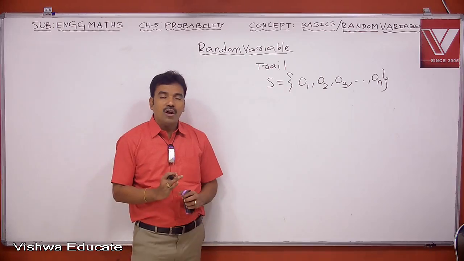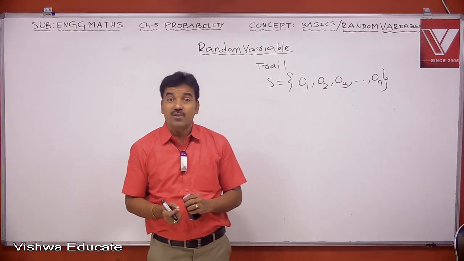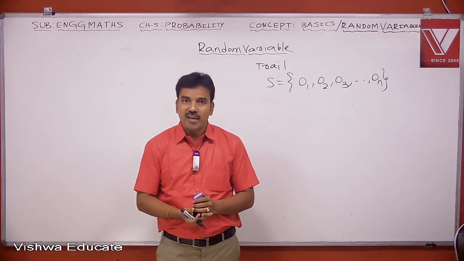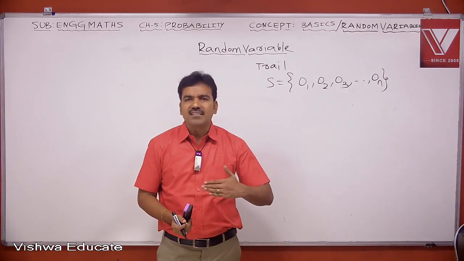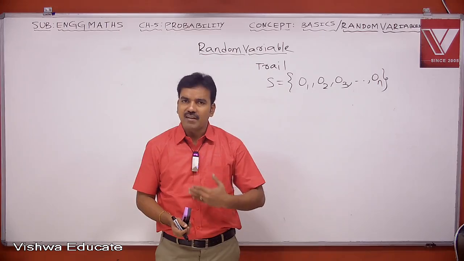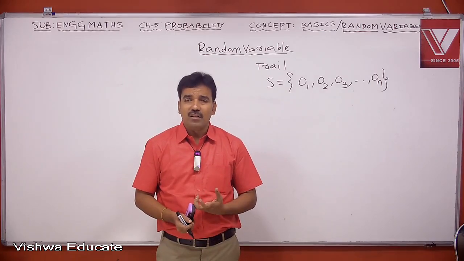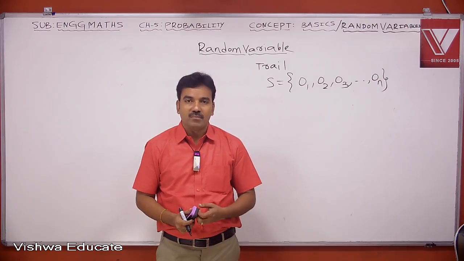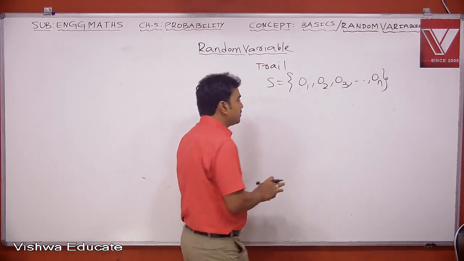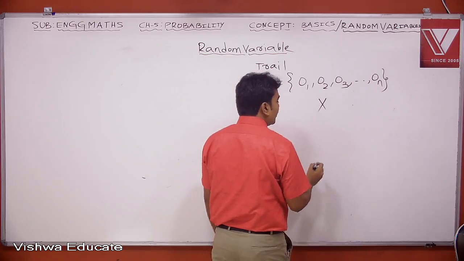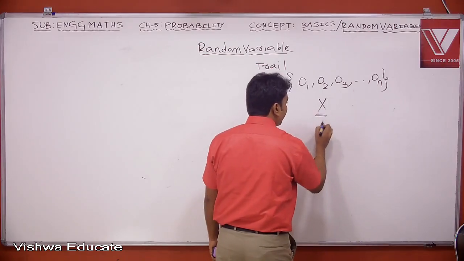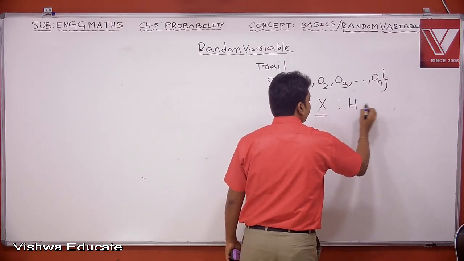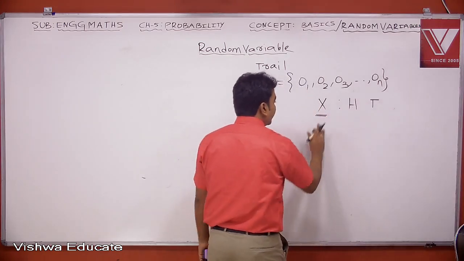So if all outcomes of an experiment are assigned to a single variable, that will be called a random variable. Random means frequently changes. Variable, it frequently changes. So a variable which is assigned all outcomes of an experiment is called a random variable. See, suppose I have a random variable x. Generally random variables are denoted by the alphabet x. So x can be like this, H, T.